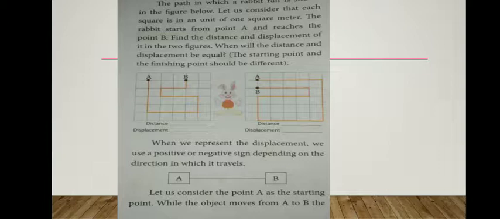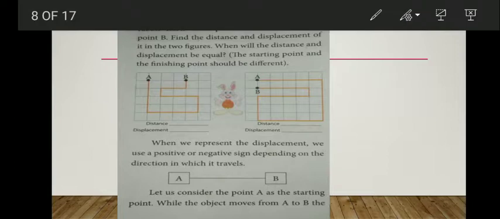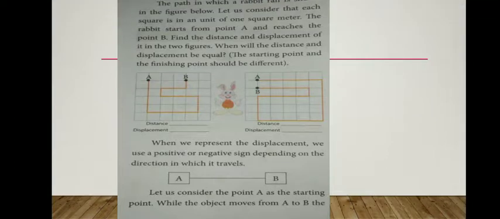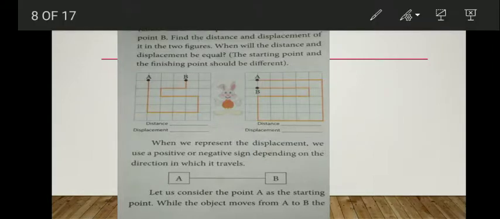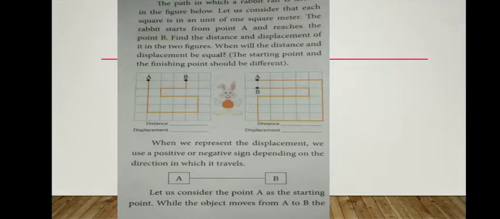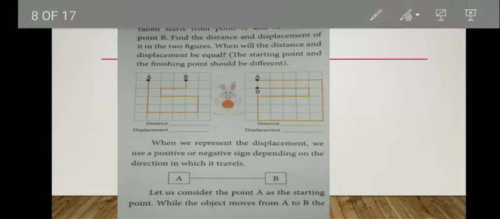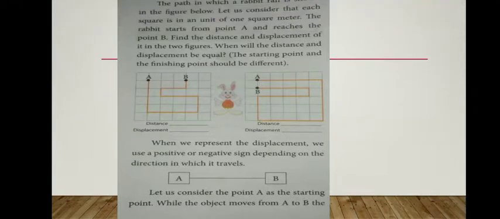How many squares does it have to move to reach from A to B? Look at the first picture. A wants to travel, meaning how many squares it has to travel: 1 2 3 4 5 6 7 8 9 10 11 12 13 14 15 16. Okay, it has to move 16 boxes onwards.